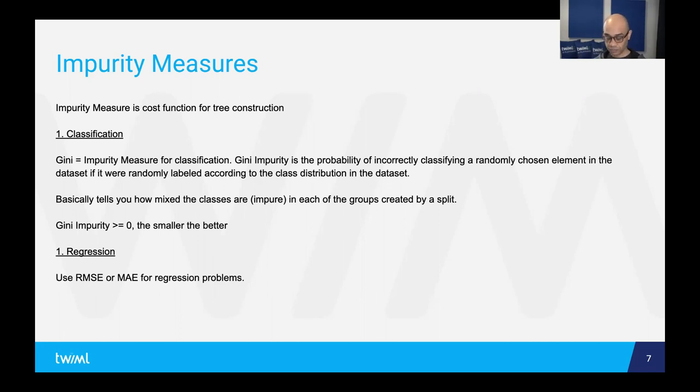So the impurity measure that I referred to in the previous slide is essentially a cost function that you're looking at when you're constructing your trees. Gini impurity is essentially the probability of incorrectly classifying a randomly chosen element in the data set, if it were randomly labeled according to the class distribution in the data set. In other words, it's looking at the proportion of a given class in the data set, and summing across those proportions times the inverse of those proportions.